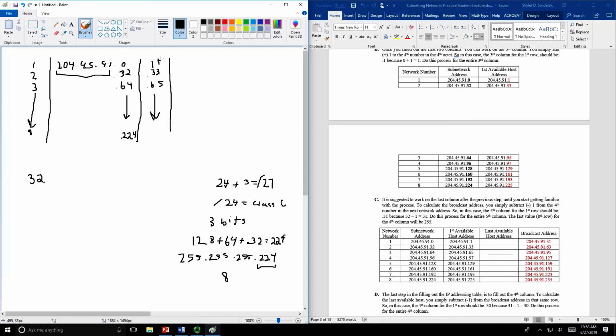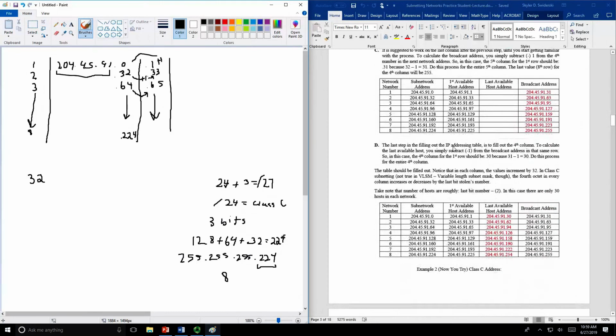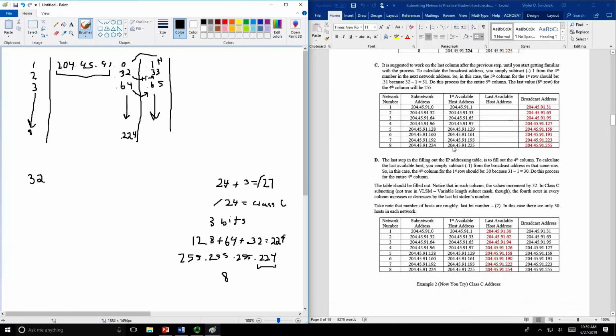Now, since we have the third column done, we can work on the last column, because in my personal opinion, doing the last column is easier than trying to work on the next column after the first available host address. Until you start getting a hang of knowing how things get incremented or decremented, this is the best way to make sure that you don't make any mistakes. So we're going to be working on the last column, which is the broadcast address.